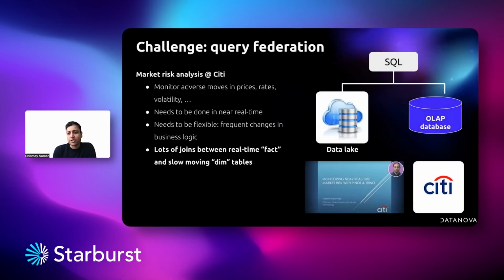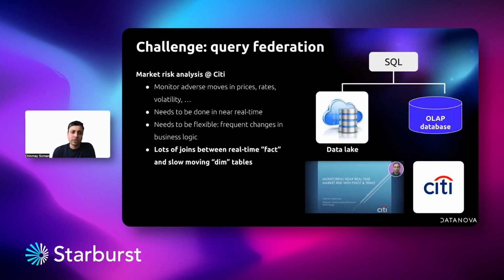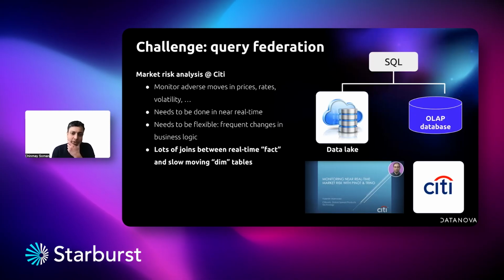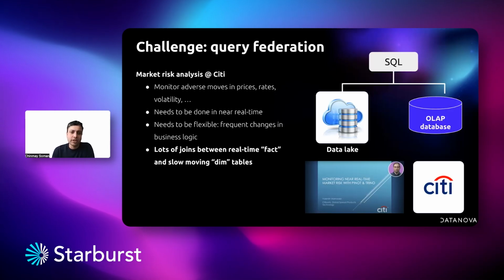So this was one such challenge that the folks at Citibank were facing as part of doing their market risk analysis. This is the use case where they were trying to monitor adverse movements in prices, rates, market volatility, and so on. And all of that had to be done in near real time. So think of seconds, or maybe lower single-digit minutes, of when changes happen in order to limit the risk exposure.